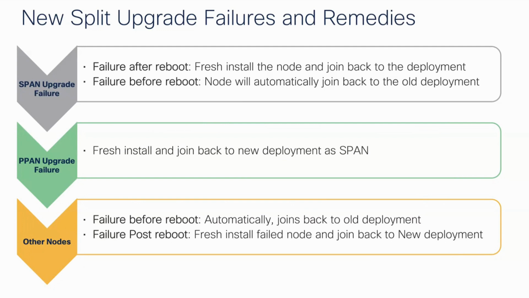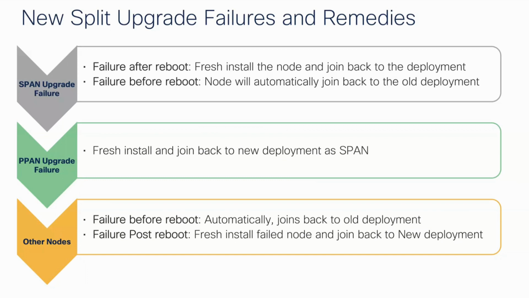So let me talk from an individual node standpoint. If you ever encounter a SPAN upgrade or a PPAN upgrade or any other node upgrade, the SPAN upgrade especially, if at all it fails after reboot, then you have to do a fresh installation of that node and join it to the deployment manually. But if it was failing before the reboot itself, that means it will go back to the previous state and it will join the old deployment. So you don't have to worry about it. But if a PPAN fails during the upgrade process, you have to install fresh and join to the new deployment as a SPAN.